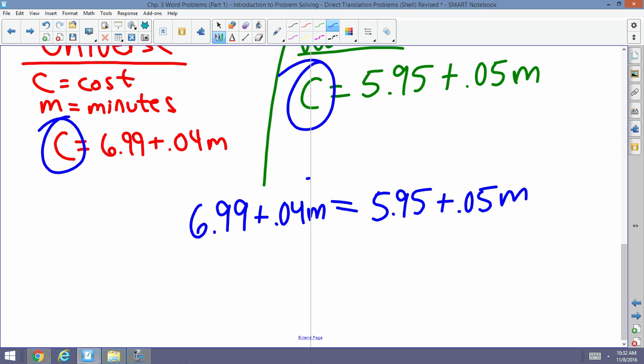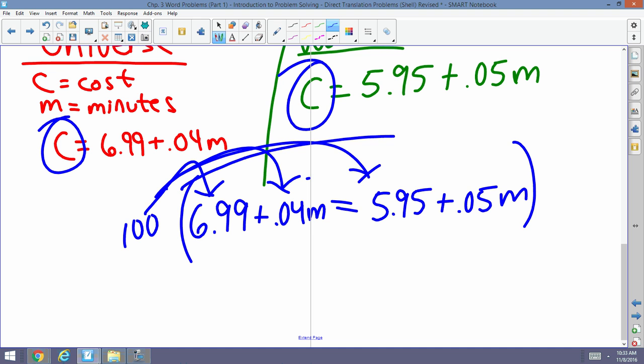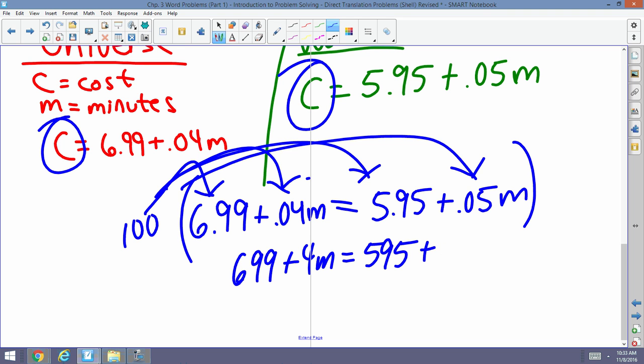Now, what's a nice way to get rid of the decimals if you don't want to work with decimals? I'm going to multiply by 100. I have two decimal places that I want to move to the right, so I've got to multiply by a power of 10 that has two zeros. So I'm going to multiply 100 to every single thing, making this 699 plus 4m equals 595 plus 5m.